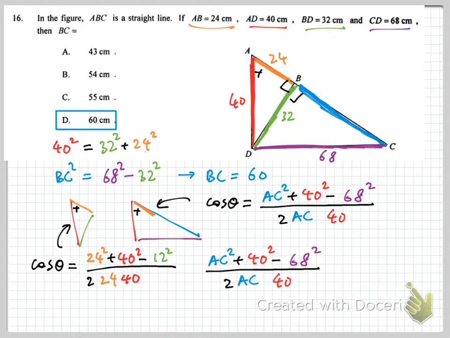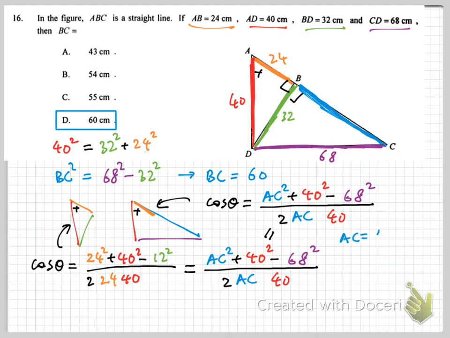And then we have a quadratic equation in AC. Solving for AC, I'll skip the details. It turns out that AC equals 84 or minus 36. So if you subtract 24 from 84, we have BC equals 84 minus 24. So the answer goes to 60. Of course, the minus 36 is rejected. We do not have negative lengths.